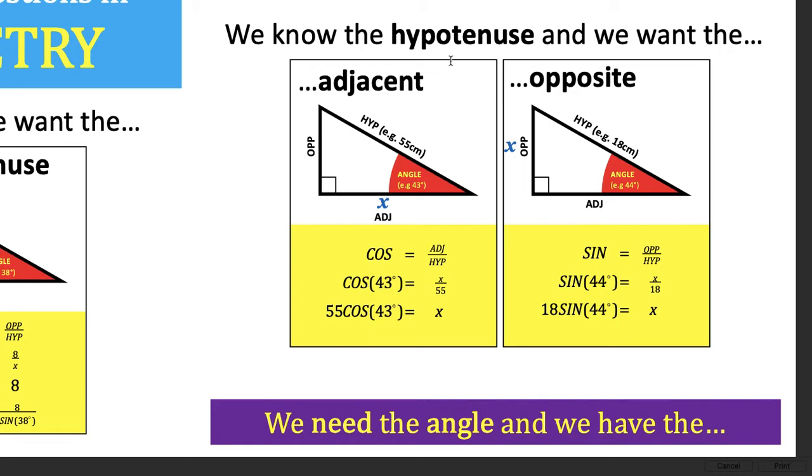Next one, we know the hypotenuse and we want the opposite. So hypotenuse and opposite, we identify that as sine. Sine equals opposite over hypotenuse. Sticking in everything we know, sine of 44 equals x over 18. Then we've just got to multiply both sides by 18 to get x equal to 18 times sine 44, which you can work out on the calculator. So those are the 6 types where you're figuring out a missing side.